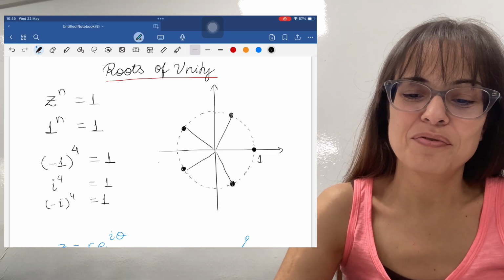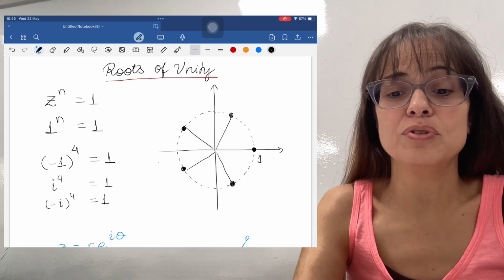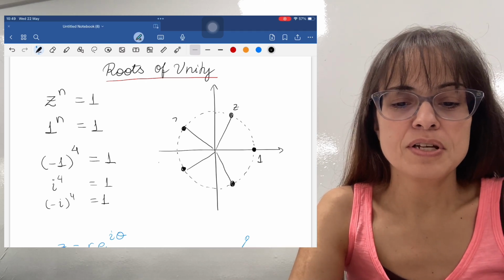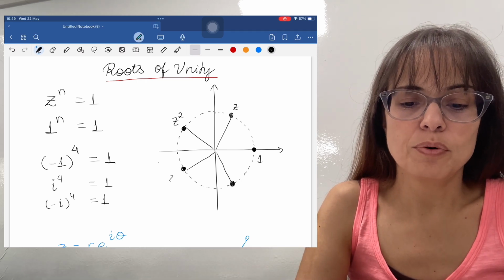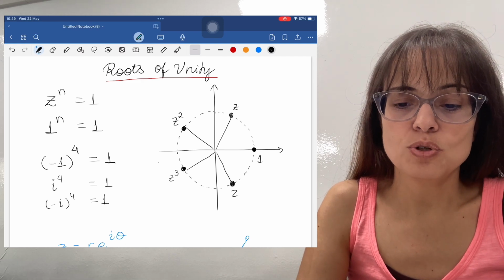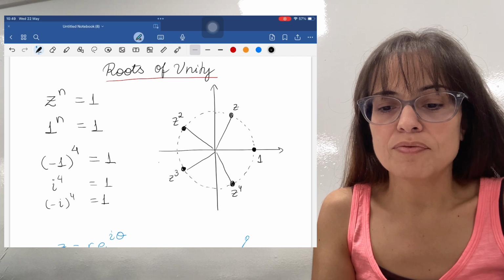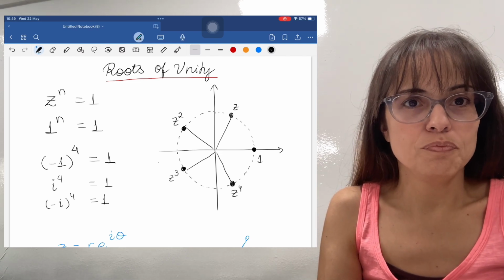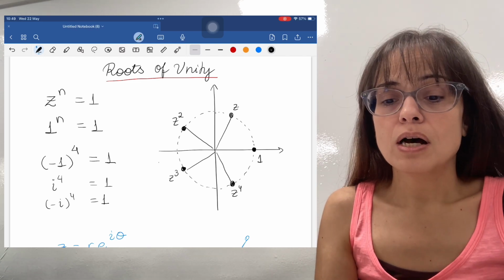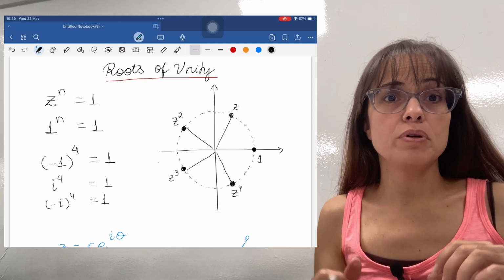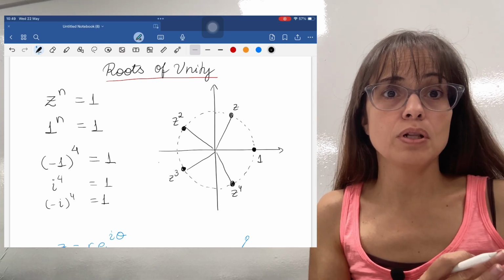So here are the 5 roots of unity. These are the numbers that when you put them to the power of 5, the answer is 1. And then if you want to have a number that to the power of 5 is equal to 2 or something else, it's not going to be in the unit circle, but then you just treat the modulus separately.